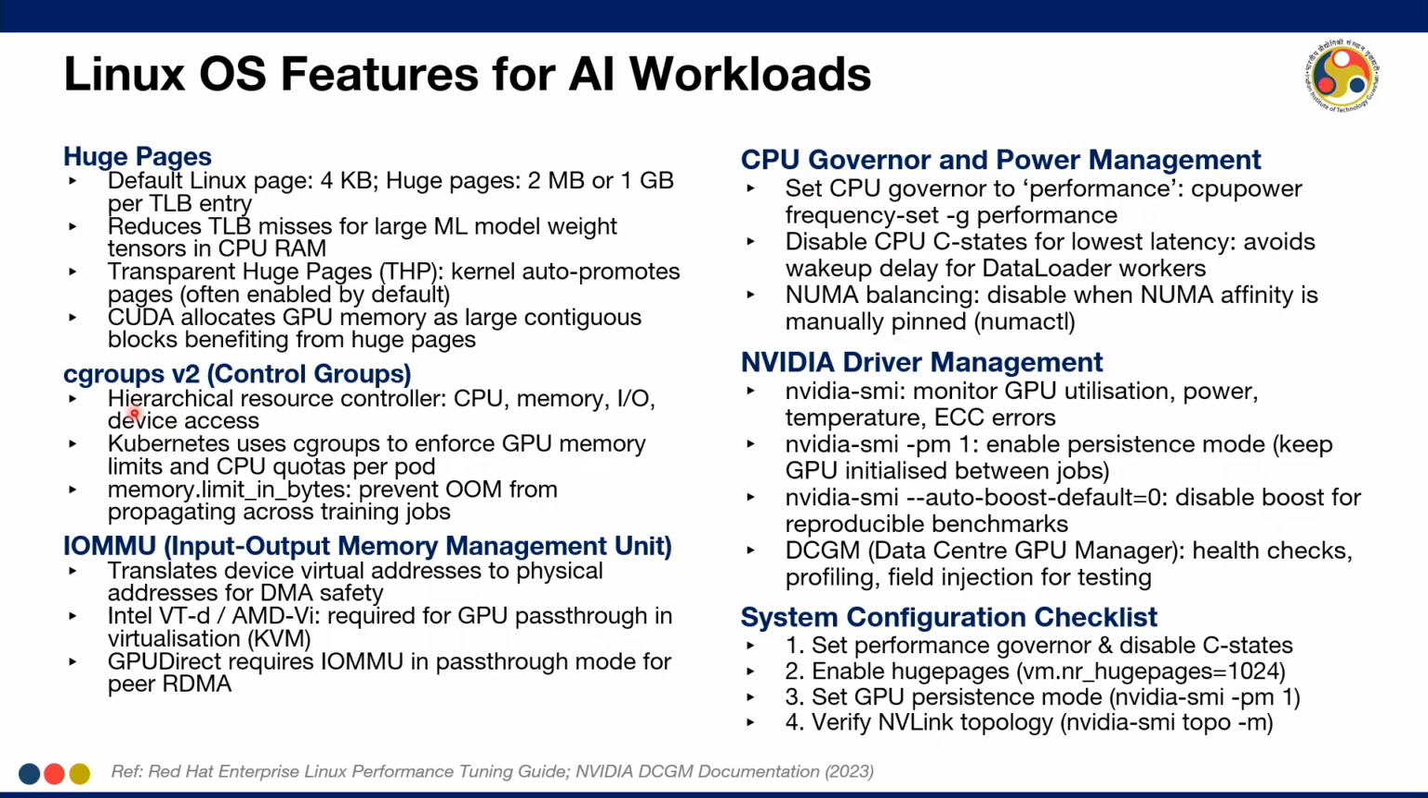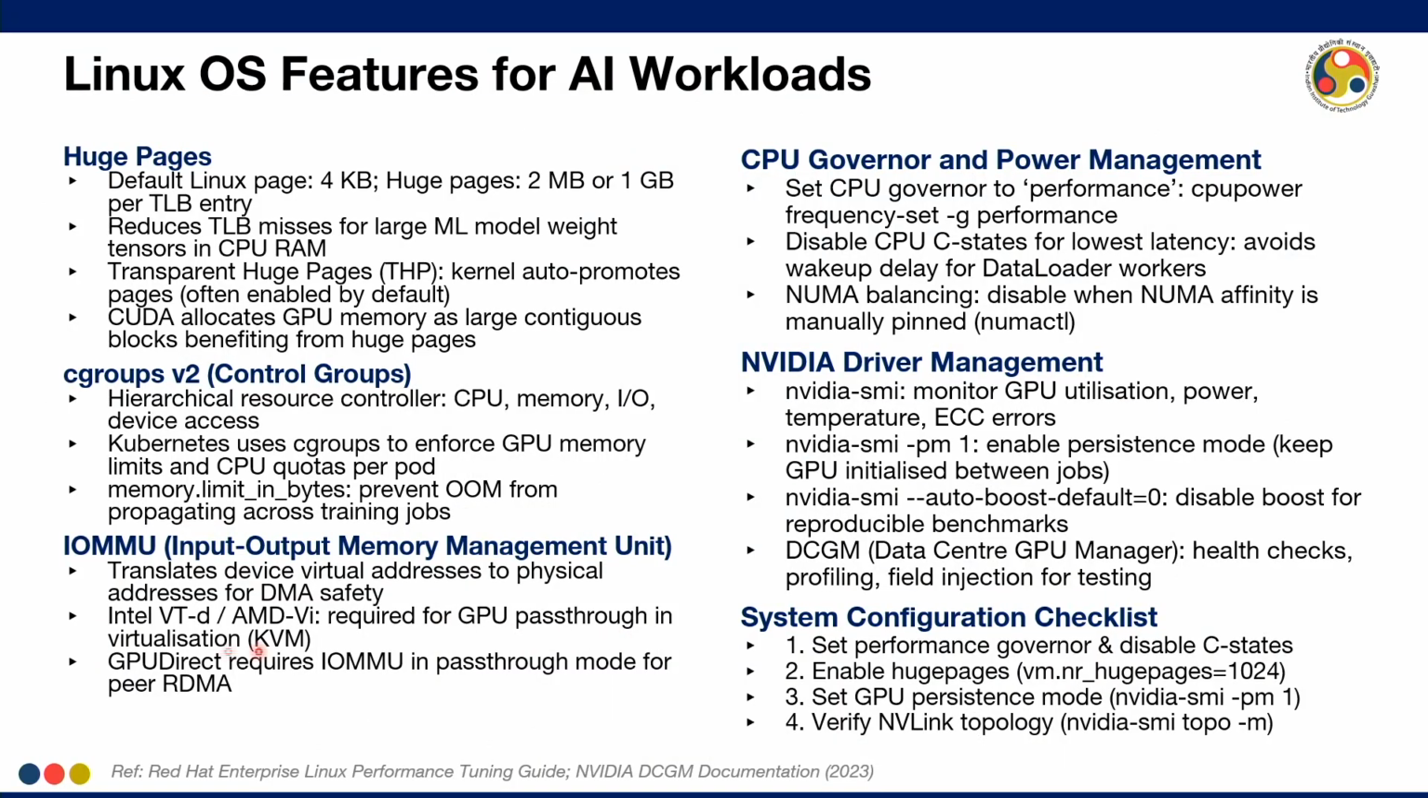We also have the hierarchical resource controller, because we have CPUs, memories, and input output device access. C groups, or control groups, usually help us to limit the quota per pod that we containerize the application for. This part we will also see in depth when we deploy the AI workload as a containerized application in the system. Okay.